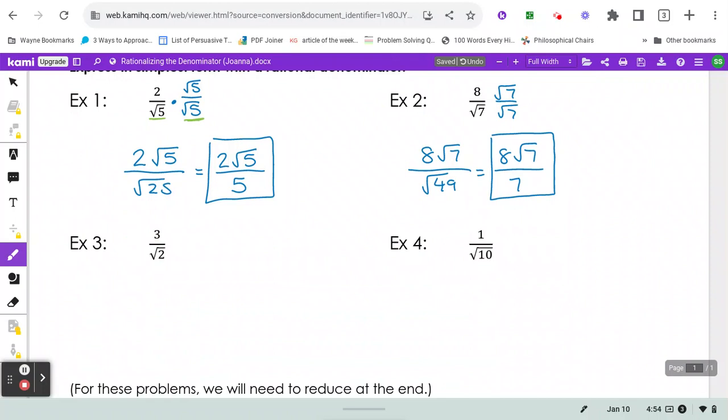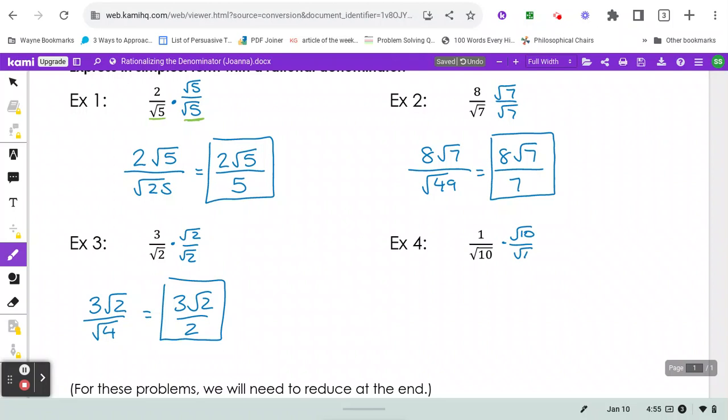Example 3, multiply by square root of 2, square root of 2. Take a second and see if you can finish this one. All right, 3 radical 2 over 2 for a final answer. And the last one, multiply by square root of 10. And I'm going to go ahead and skip that step. And I'm just going to write 1 square root of 10 over 10.